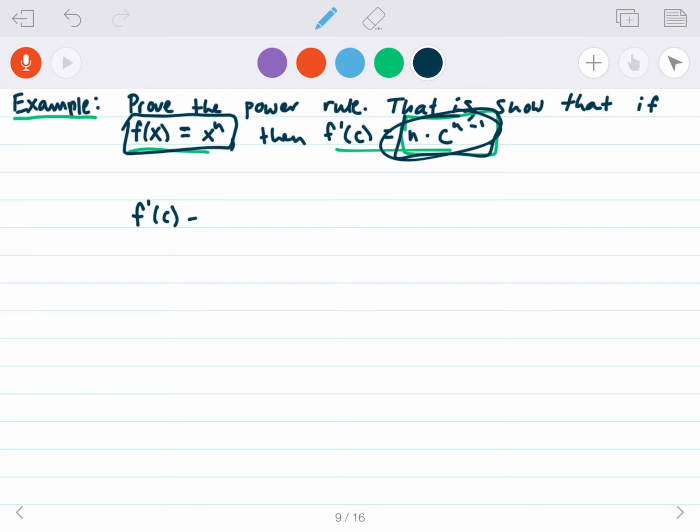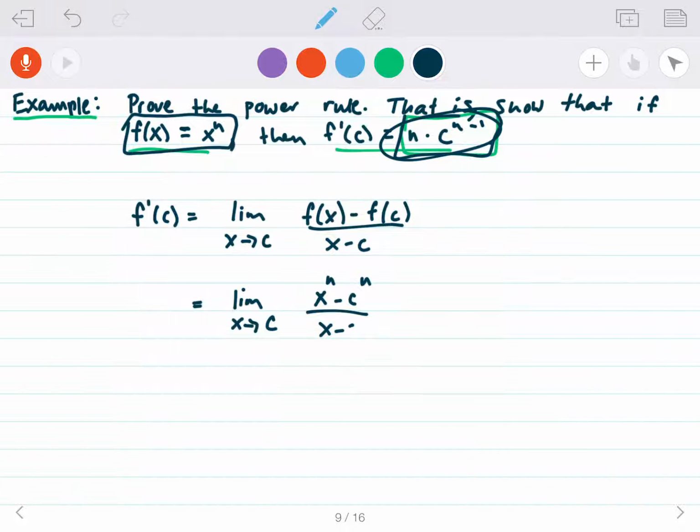So if we just use the definition of what it means to have the derivative of f evaluated at c, that's just going to be the limit as x goes to c of f of x minus f of c over x minus c. And so we can replace the top with x to the n minus c to the n. So this is the limit as x goes to c of x to the n minus c to the n over x minus c.